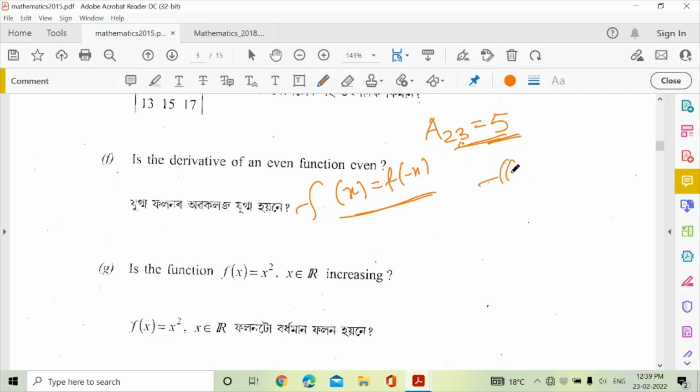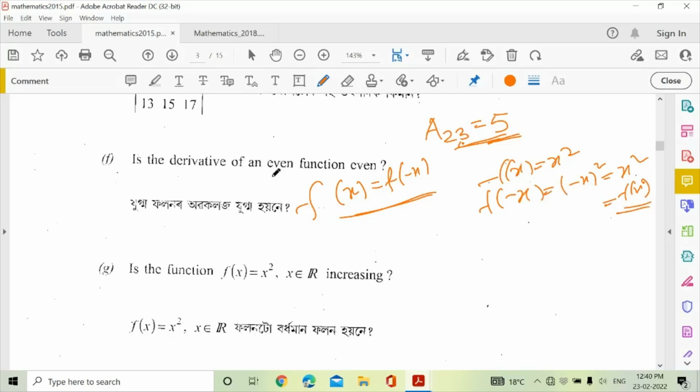For example, f of x is equal to x squared. It is an even function. Do you know why? f of minus x is equal to minus of x, whole squared. It is again equal to x squared. It means f of x, correct? That means after replacing x by minus x, if the function remains the same, then it is known as an even function.